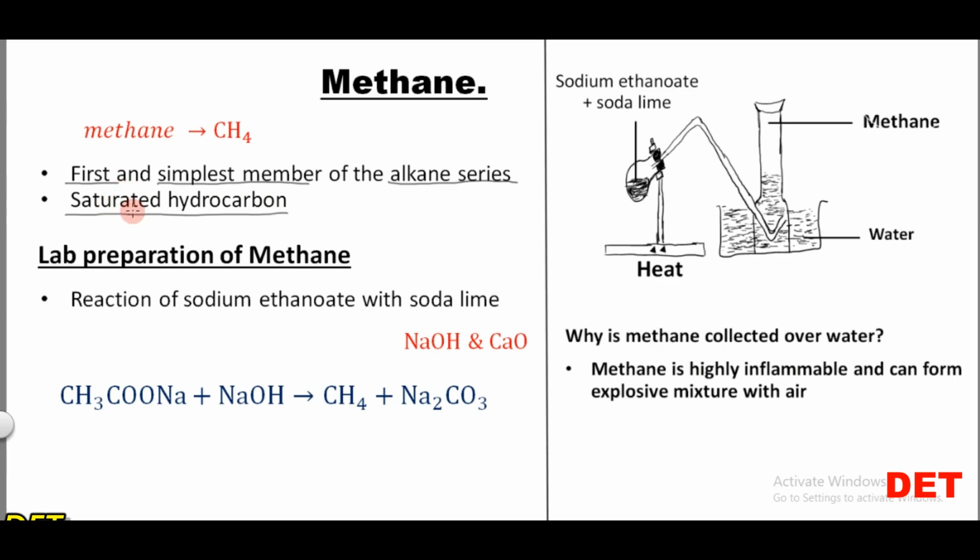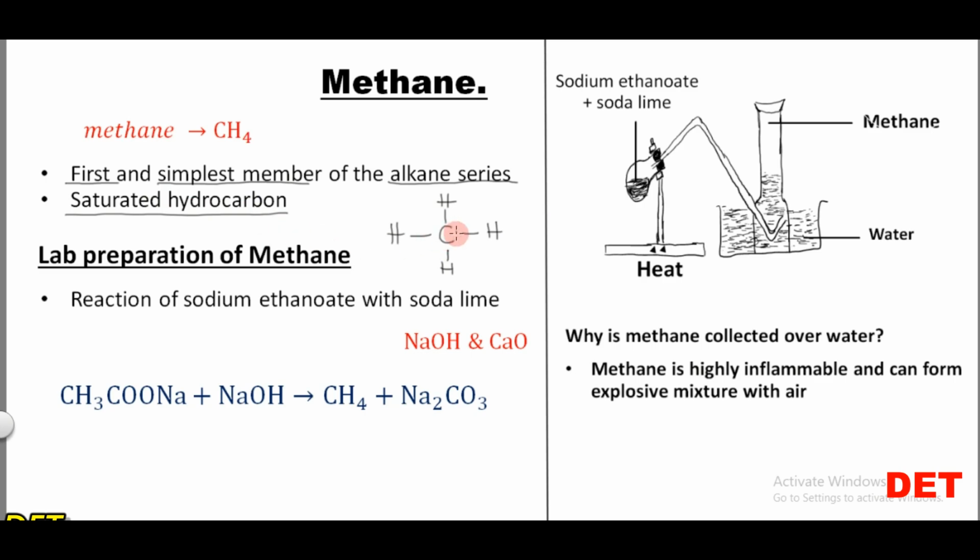Why is it a saturated hydrocarbon? It is a saturated hydrocarbon because it is made up of only single bonds. So this is the structure of methane. It is CH4, made up of 4 hydrogen and 1 carbon. So it is a saturated hydrocarbon because it contains only single bonds.